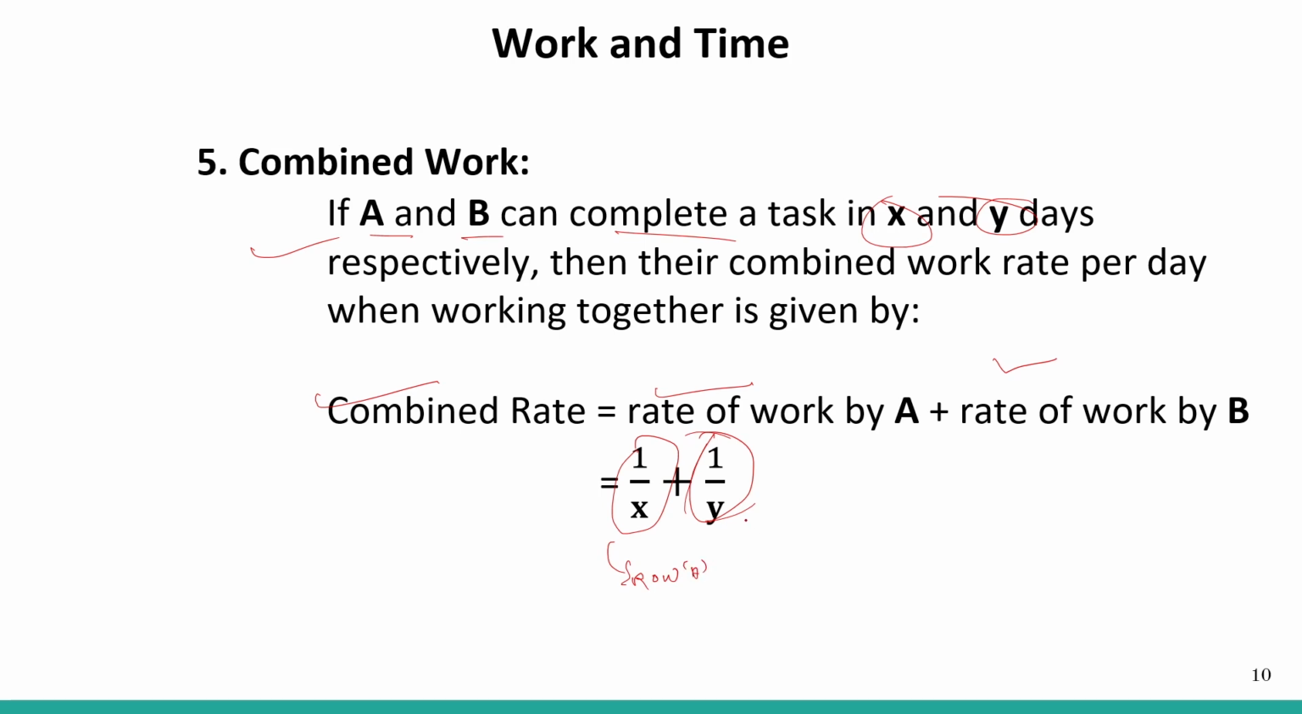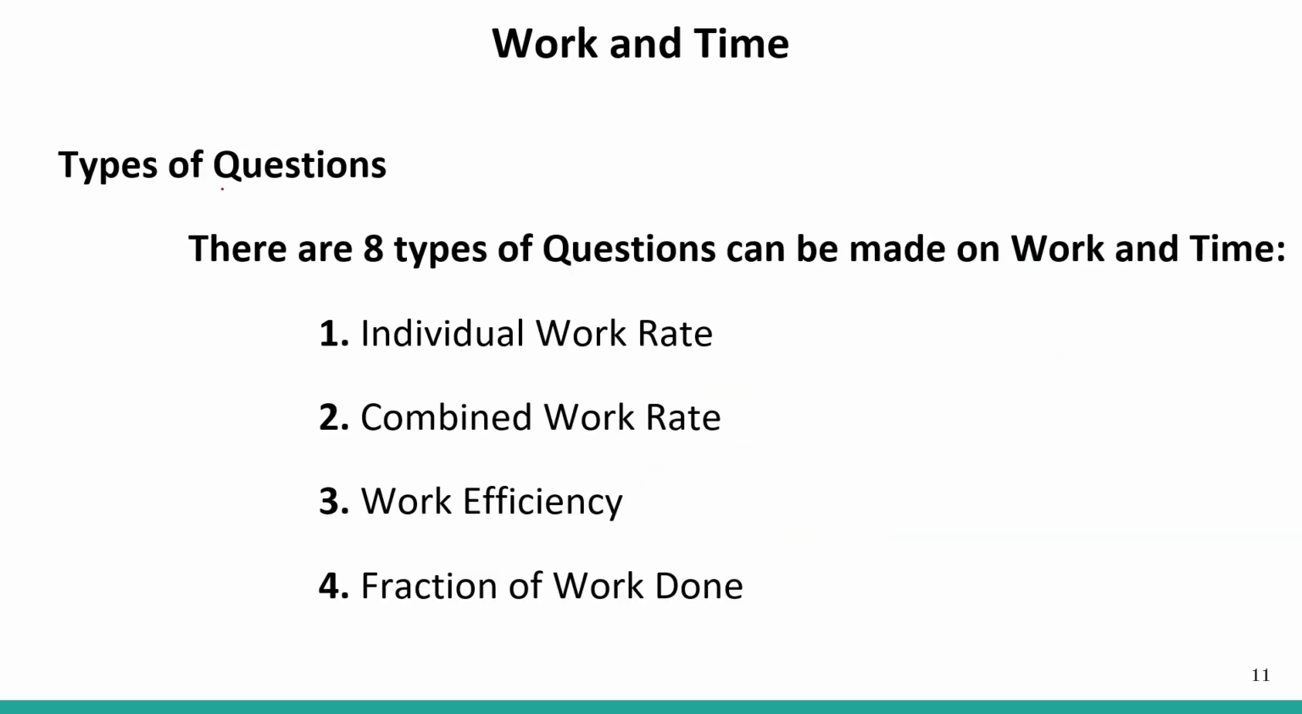Rate of work of A, rate of work of B. So let's see the types of questions. There are actually 8 types of questions that are basically asked on work and time. So the first case is individual work rate.